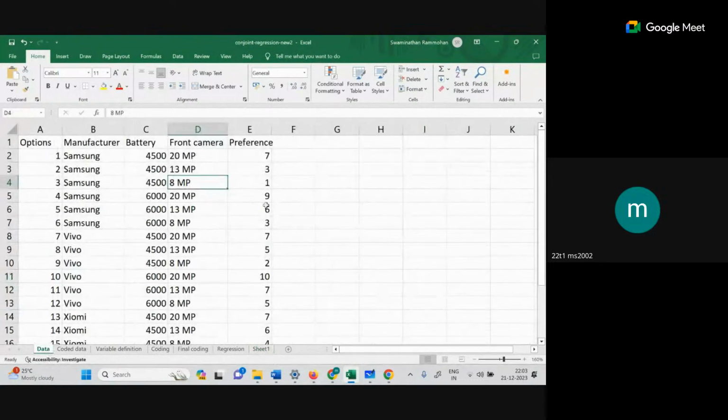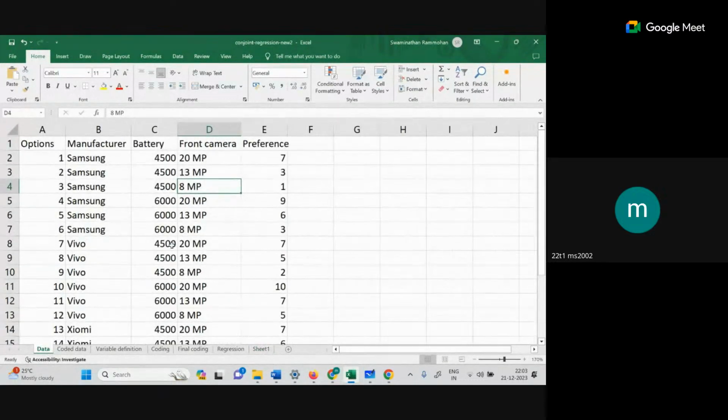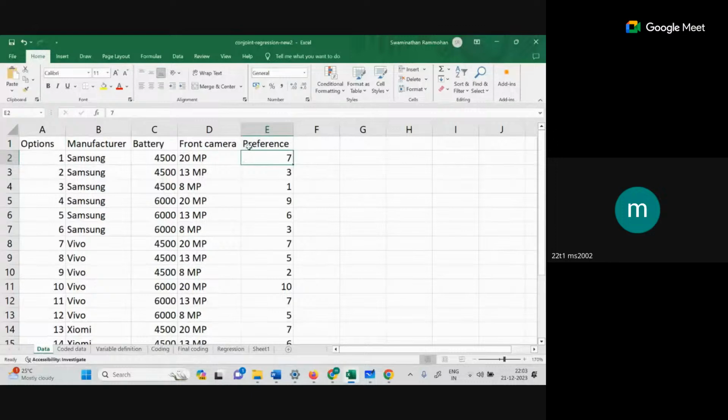So this is the data that sir has used. I'm using the same data. So let us look at this shortly. There are different manufacturers. They have a battery, front camera, preferences, and so on. This is how the customers are giving ratings. If they see a 4,500 battery and 20 megapixel, they are giving a rating of 7. If they see a lower camera, the rating is going down. If they see a higher camera, their rating is going up. If they see a higher battery, the rating goes up. They are giving ratings, 1 being the least and 10 being the highest.